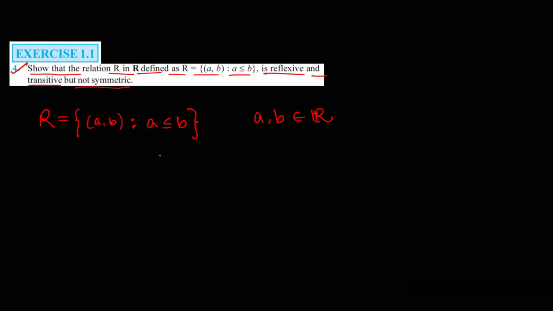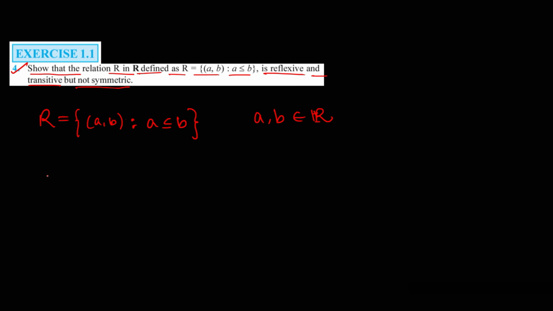Now problem number 4: show that the relation R in the set of real numbers defined as R equal to (A, B) such that A is less than or equal to B is reflexive and transitive but not symmetric. So what is the definition of R? R is (A, B) such that A is less than or equal to B, and A and B come from the set of real numbers.